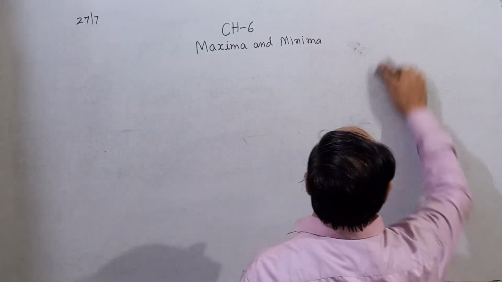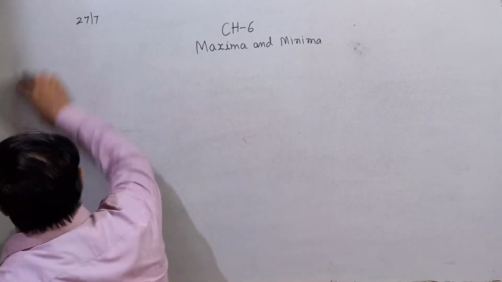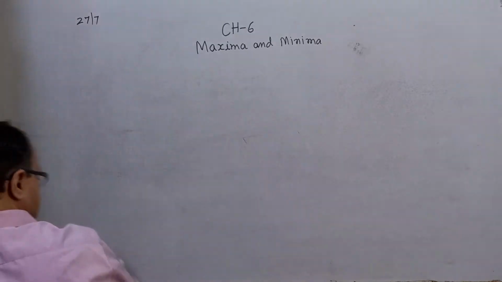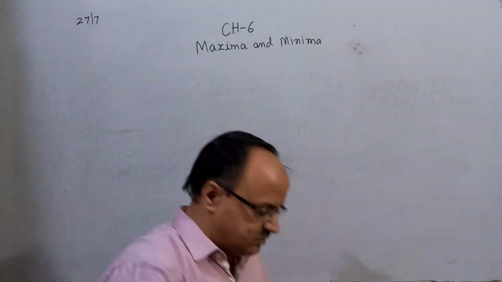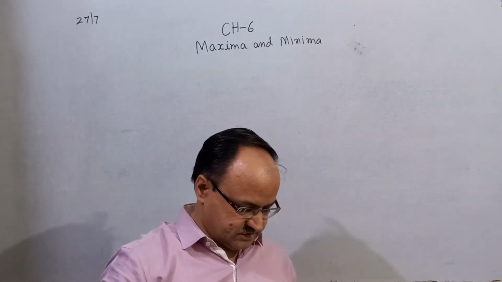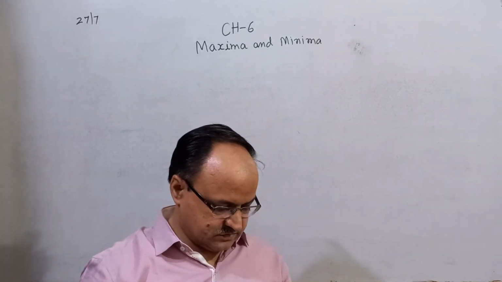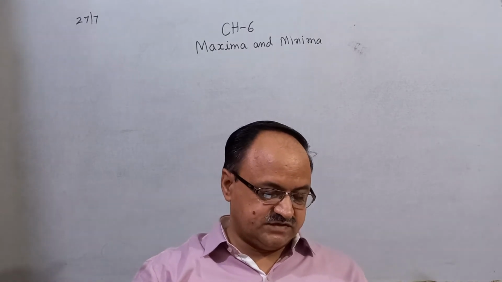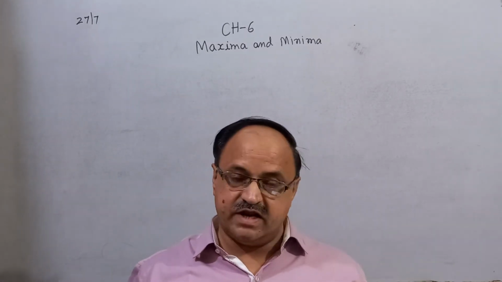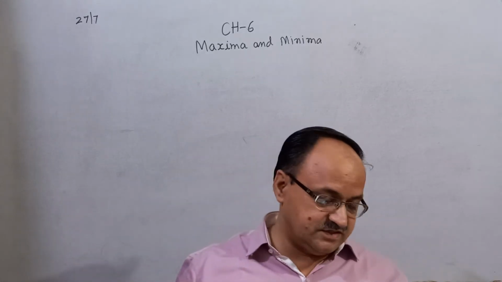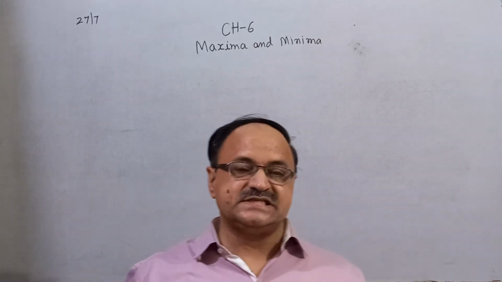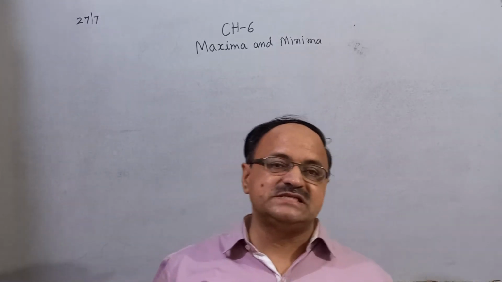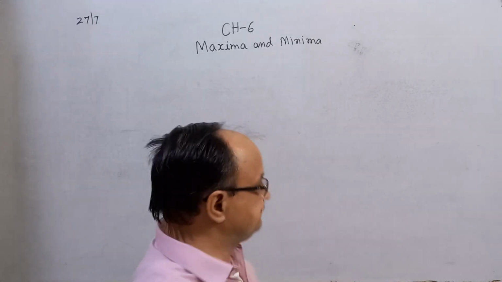Question number 26. It is the last question of exercise 6.5. Very difficult, very important question. Show that the semi-vertical angle of a right circular cone of given surface area and maximum volume is sine inverse 1/3.